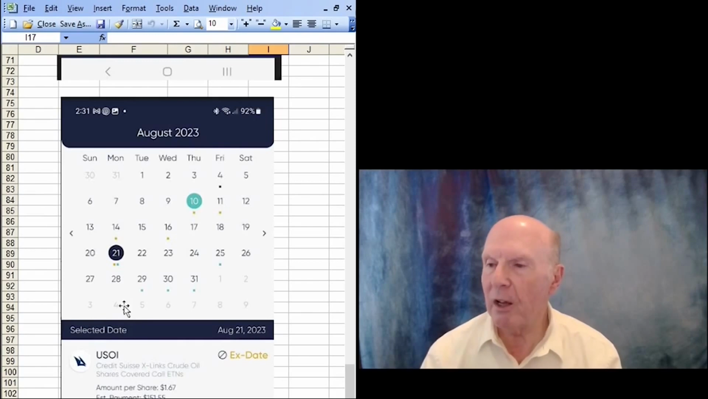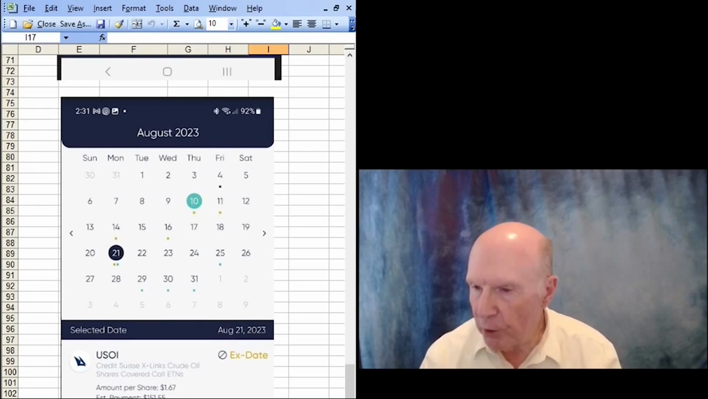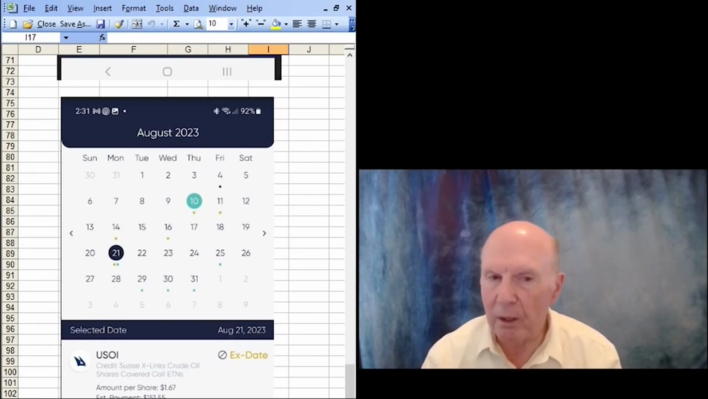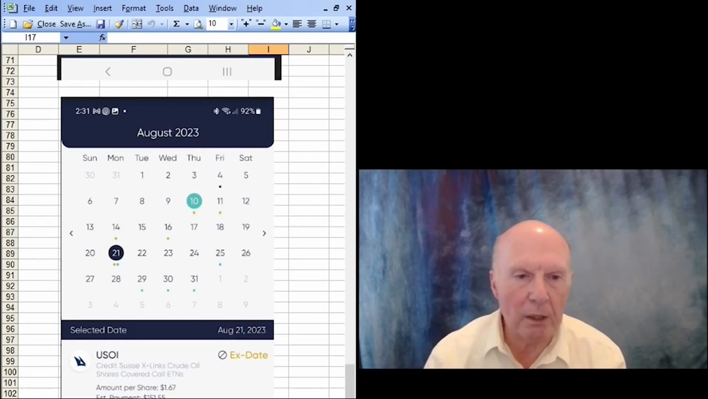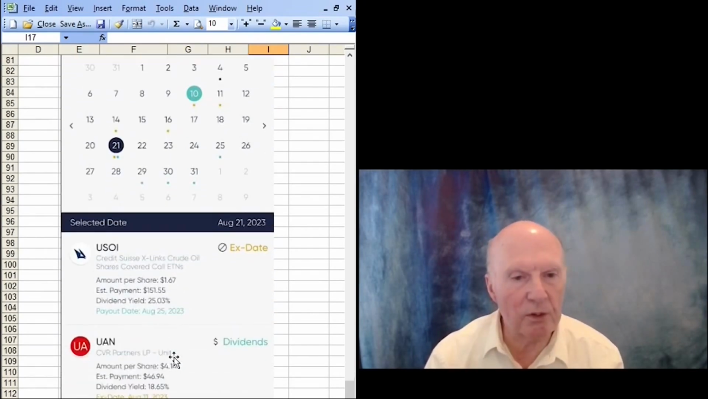So basically on the 21st, that was the ex-dividend date for USOI, and according to how many shares I own, it was going to be a $151.55 dividend that was going to get paid later in the month. And it shows you down here the payout date is, well, I just realized you can't see that. Let me scroll this down so you can see what I'm looking at.